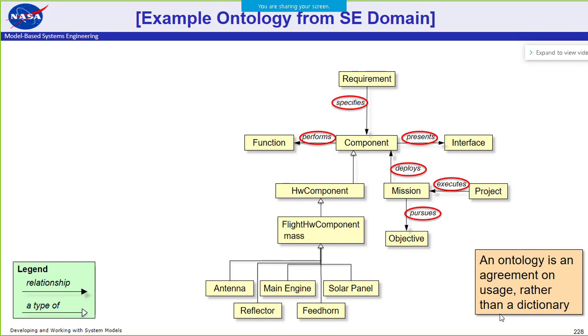I'm not sure what the mass is doing here, but we have solar panel, main engine, antenna, reflector, and I don't know what that is either. Feed horn. I don't know what the feed horn is, but it sounds interesting. And the arrow with the white tip, this is all ISA. And then the other kinds of relations, which are marked with the red circles, are arrows with the black tip. And so we've seen most of those. In fact, we've seen all of the ones here. Okay, so it's beginning to be more intelligible as we go forward.